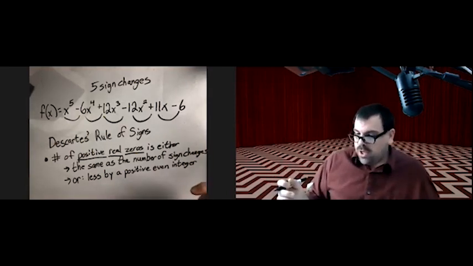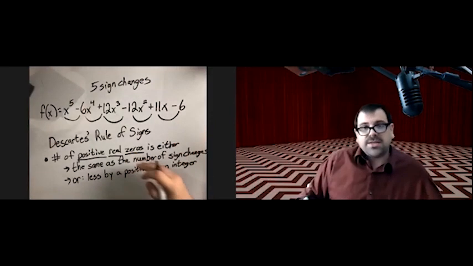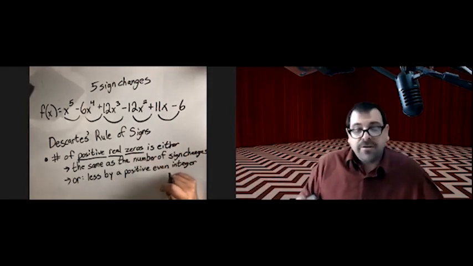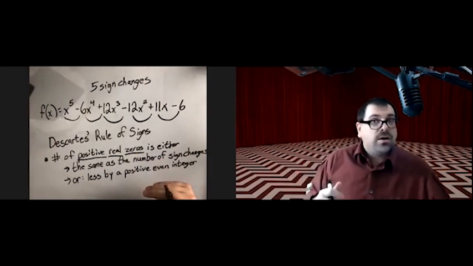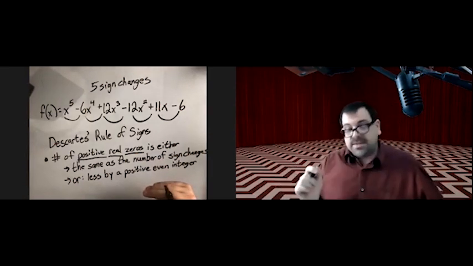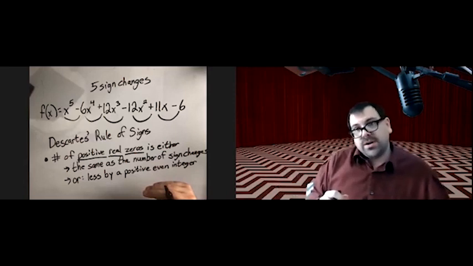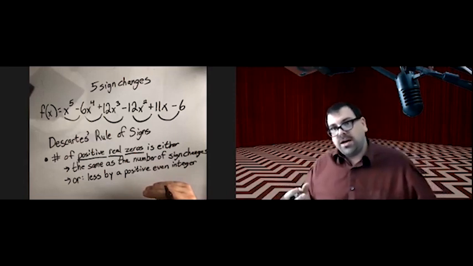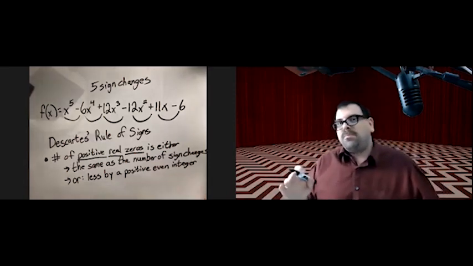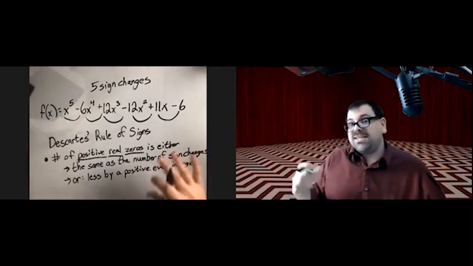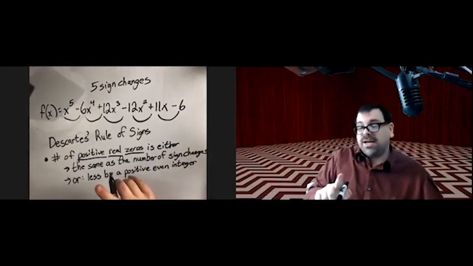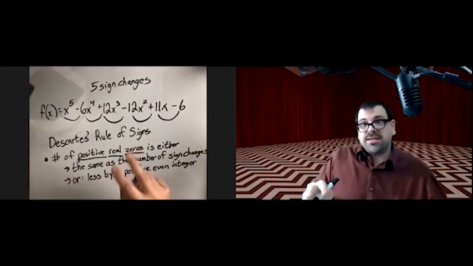So if we could have 5 positive real zeros, if 5 is a possibility, then we can't have 4, because if we had 4 real zeros, the 5th would be a complex, but that complex would come with a partner, which means there would be 6 overall. One complex actually means that there's 2.